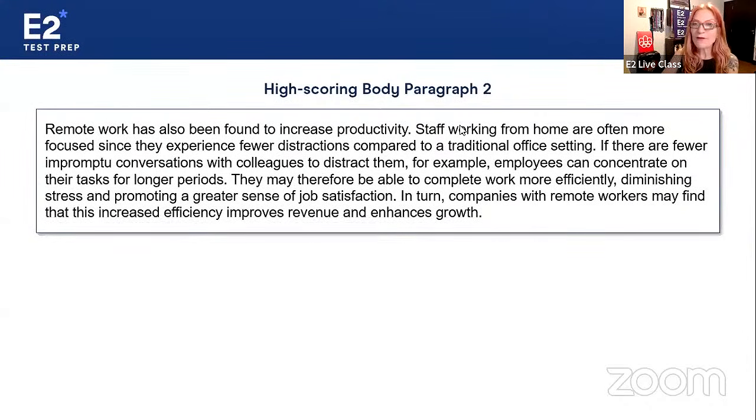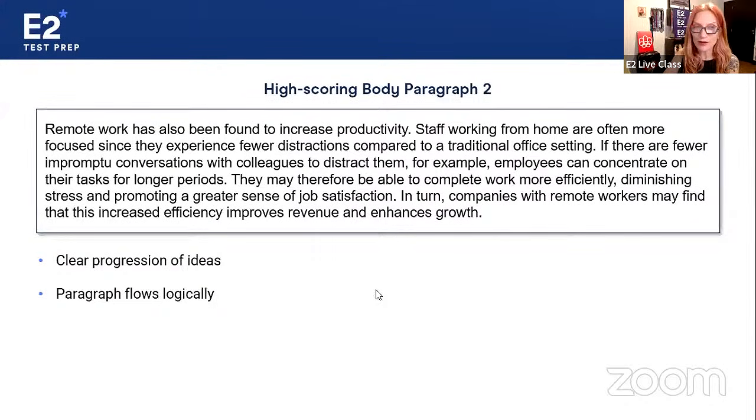And then staff working from home are often more focused since they experience fewer distractions compared to a traditional office setting. Especially those open, nowadays it's very popular to have that open design offices, right? So here, since, using a nice complex sentence, conditional. Look at, for example, in the middle of the sentence, the use of pronouns, diminishing, the ing participle as a connector here. Lovely.